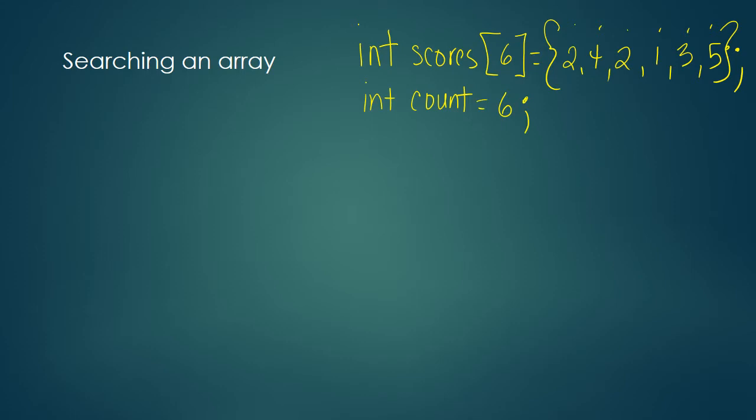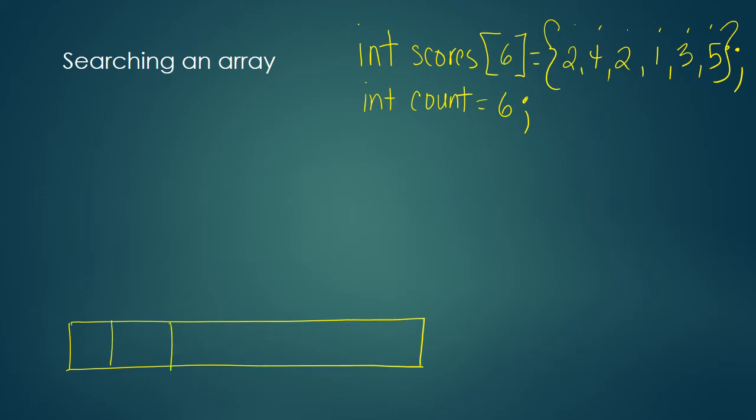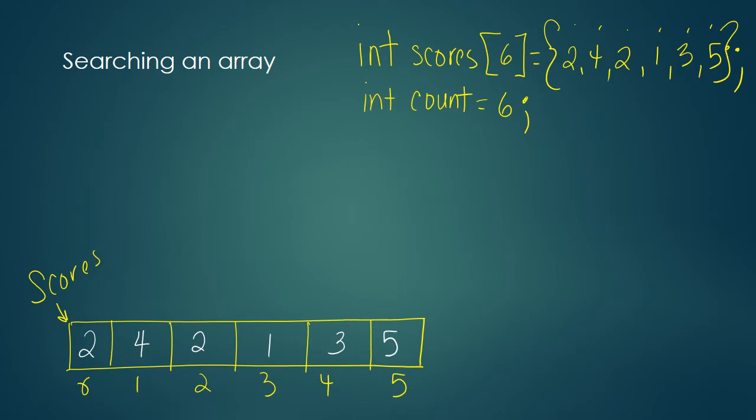So let's draw a little picture over here of this array. We have indexes 0, 1, 2, 3, 4, and 5. The name of the array is scores, and we have data in it. We have a score of 2 here, a score of 4, 2, 1, 3, and 5. All right, so these are the scores.